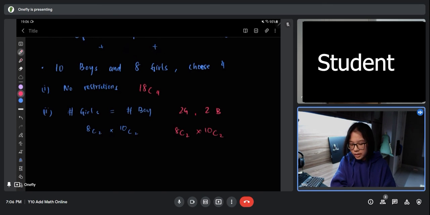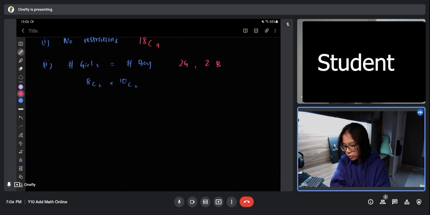Okay, sounds like your combination is much stronger than permutation, which is also very common. Most students also like that one. Next question. Number of girls must be more than number of boys.